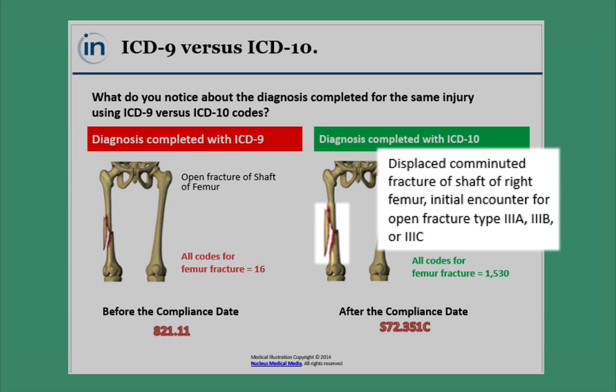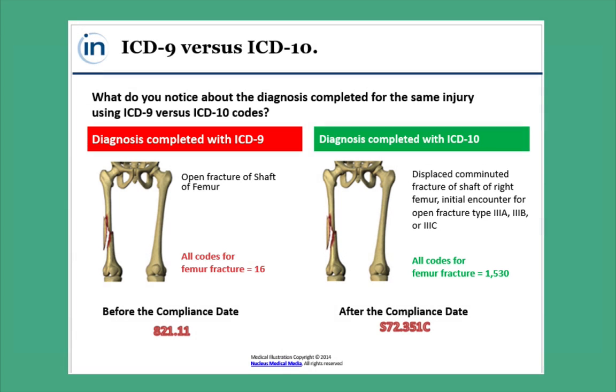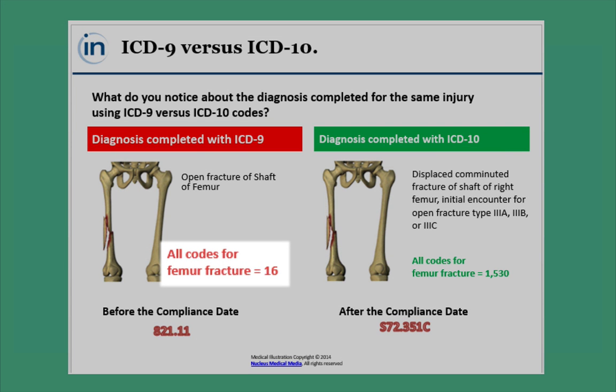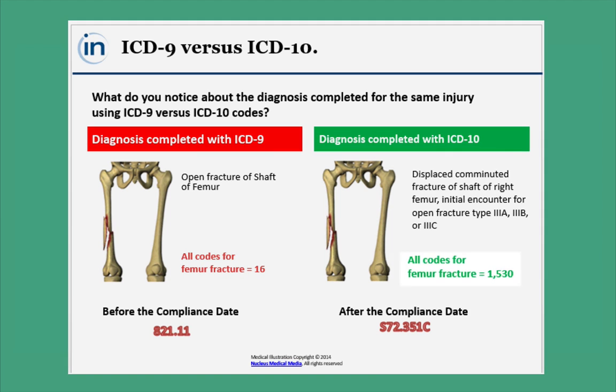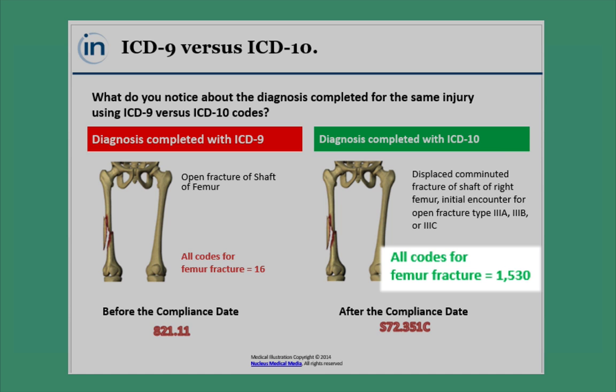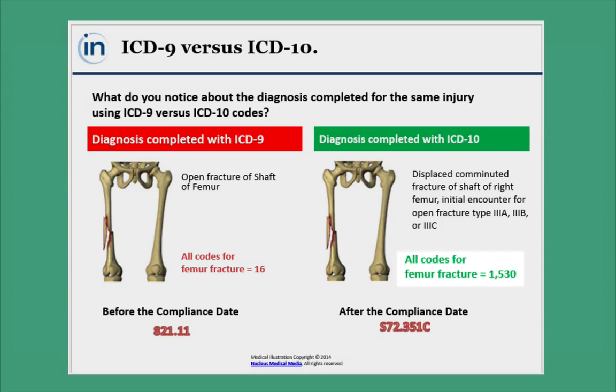As you can see, the diagnosis code for ICD-10 is much more specific than ICD-9, even indicating that the fracture of the shaft is on the right. You probably also noticed that there are 16 possible codes for a femur fracture in ICD-9. And as you can see, there are 1,530 possible codes for a femur fracture in ICD-10.